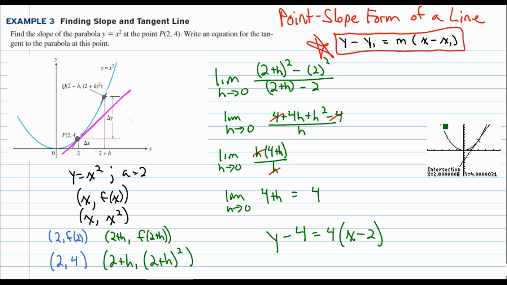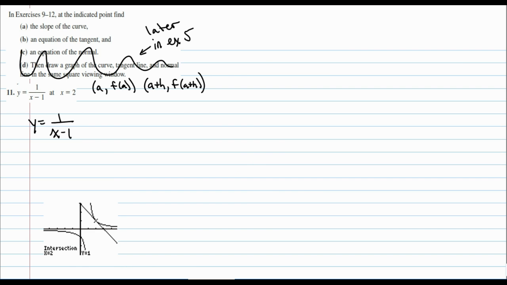Now what I did here is I graphed in y1 the parabola, and then in y2 I just added 4 to both sides and put that in, and I found the intersection of the two of them, and sure enough it was (2, 4). So that tangent line just touched the curve at (2, 4). Now try problem number 11. We're only going to do parts A and B, C and D we're going to do later in example 5.